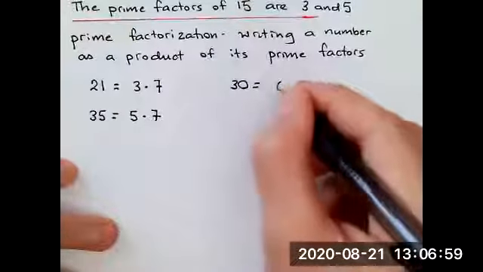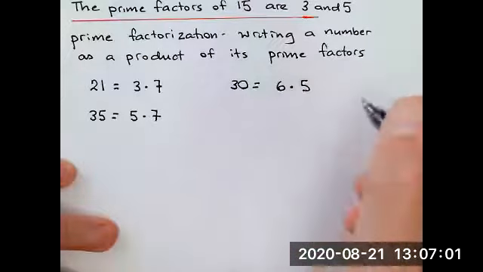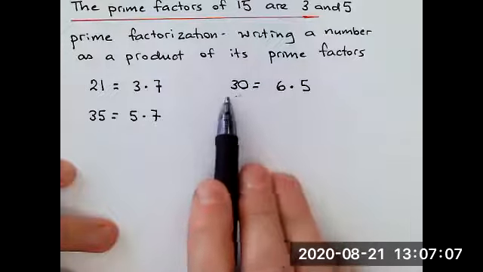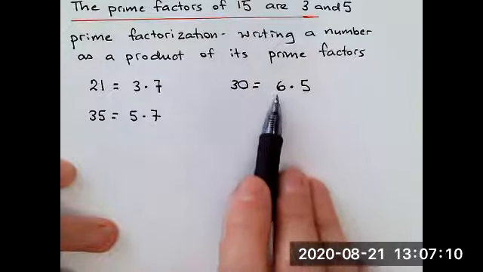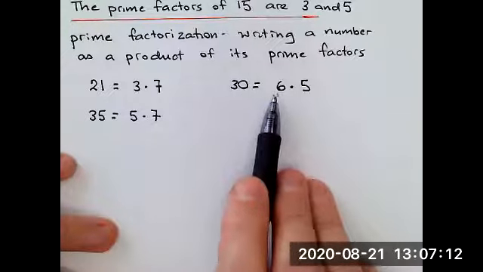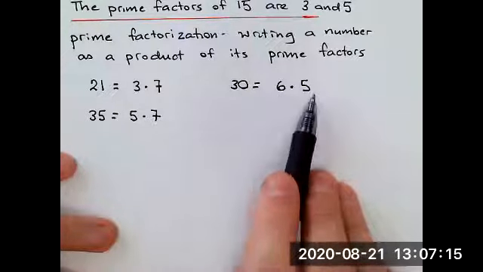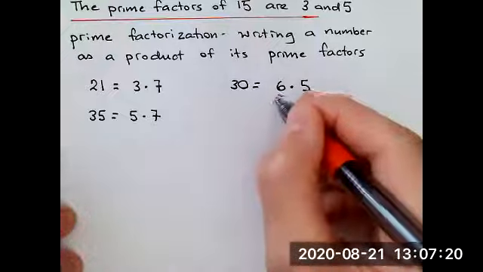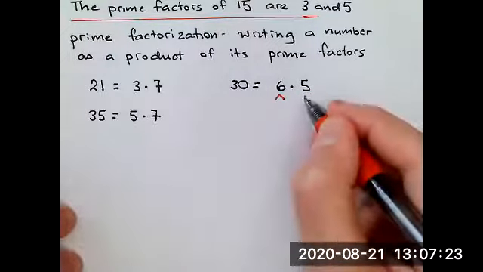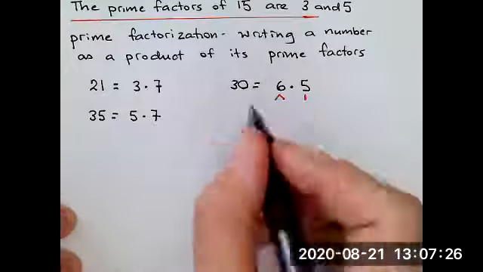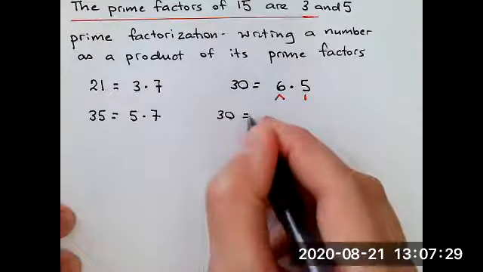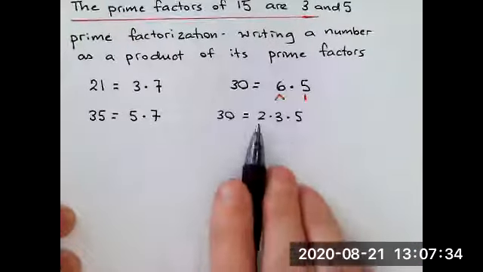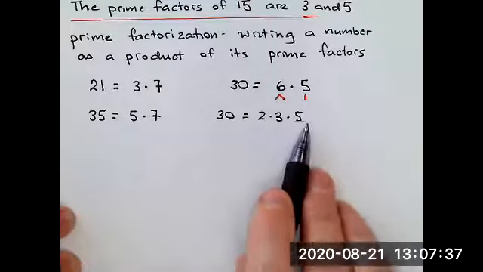30 is 6 times 5. So 6 is a factor of 30 because it divides 30 evenly. But 6 is not a prime, so this is not a prime factorization. You'd have to keep breaking it down. So we break down the 6. 5 is a prime, so you can just bring that down. So you can rewrite this as 2 times 3 times 5. And now that we have all primes, this is the prime factorization.